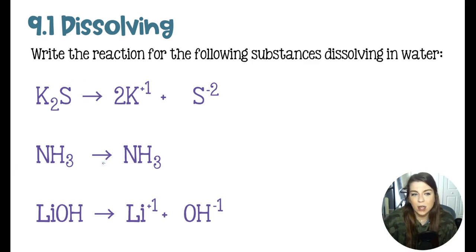Next, we have ammonia, NH3. Ammonia does dissolve in water, but it won't dissociate. So the NH3 is still going to be NH3, but at this point, again, you may want to put that little AQ to indicate that it is aqueous.